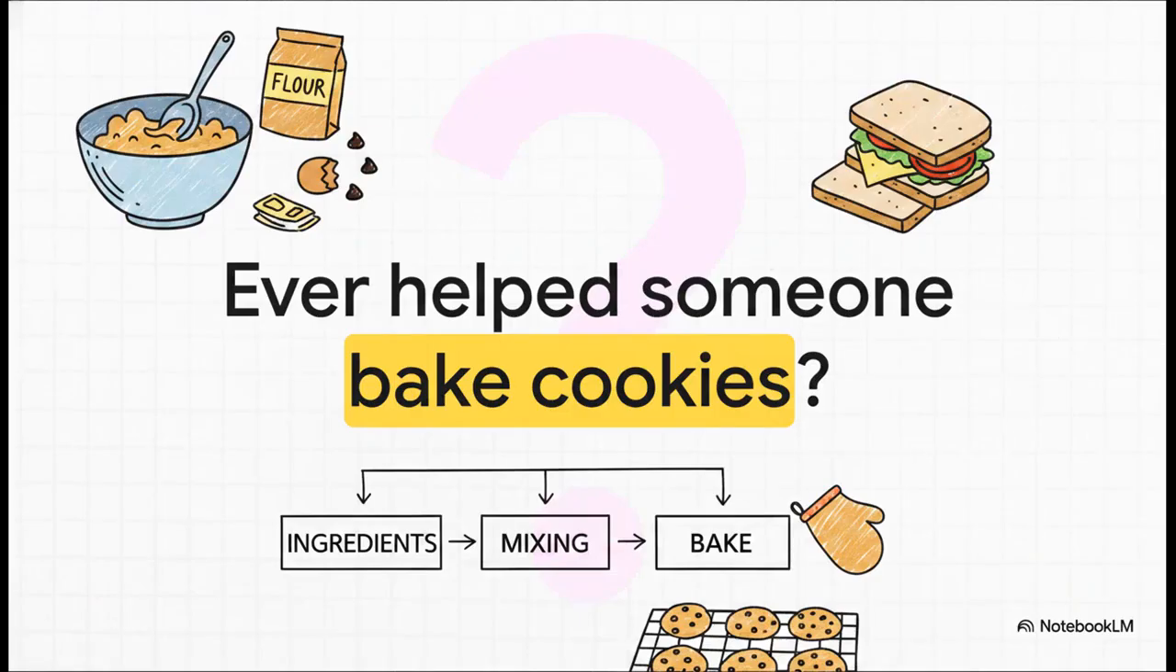So let me ask you this. Have you ever helped someone bake cookies or make a sandwich? Just think about that for a second. When you're in the kitchen prepping a meal, you don't just grab random ingredients and toss them into a bowl, do you? No way. You follow a recipe. A recipe tells you exactly what to do step by step. First, you get the ingredients. Second, you mix them together. Third, you pop them in the oven. It's a highly organized process.